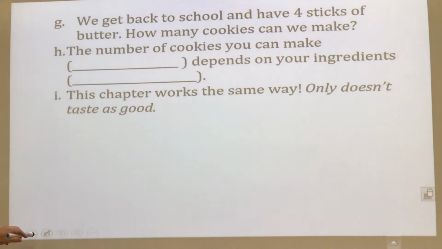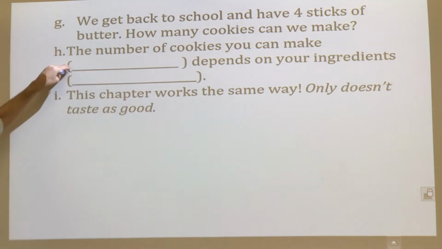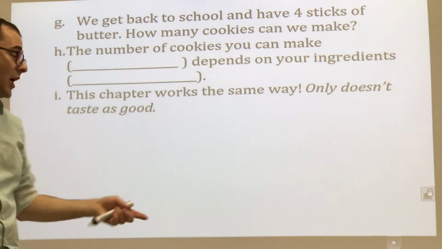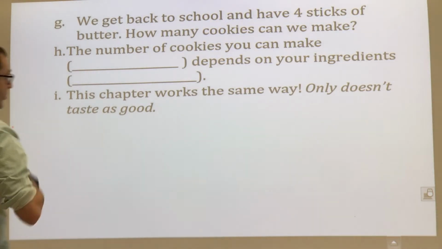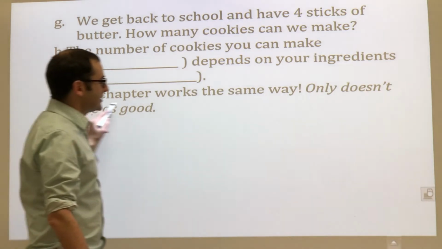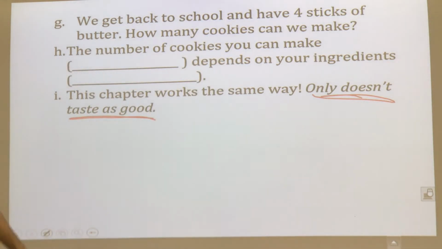Okay, cool. Okay, so what goes here? The number of cookies you can make. Cookies are going to be the what? If we're using chemical terms. The product, good. Cookies are the product. And then it depends on your ingredients. What are our ingredients? Yeah. The reactants, good, yeah, exactly. And this chapter works the same way, only it doesn't taste quite as good. Ah, that's where you laugh.